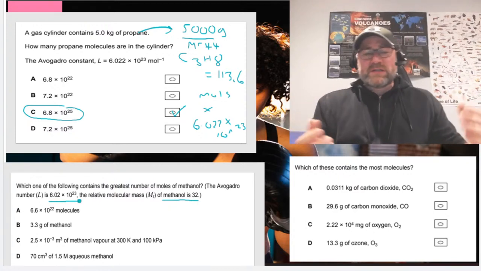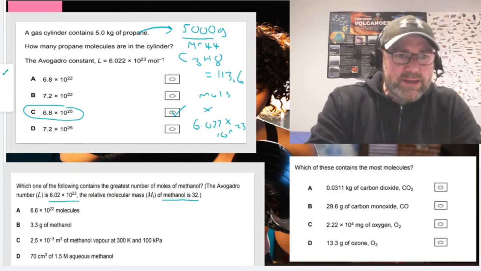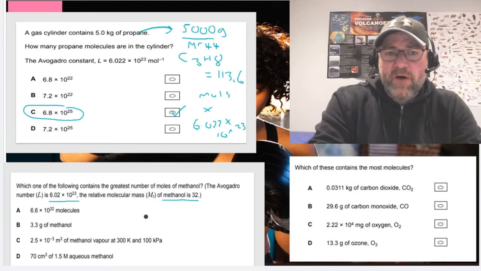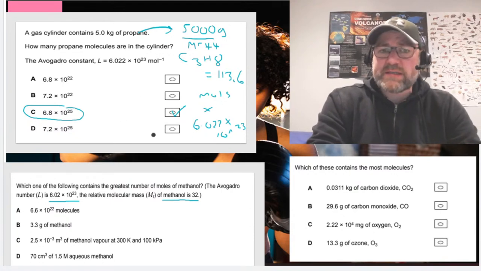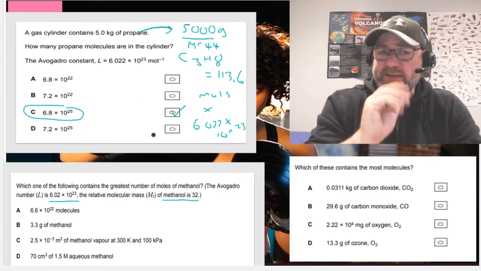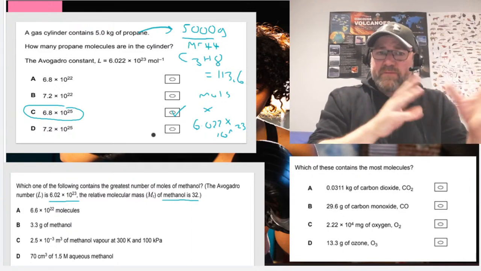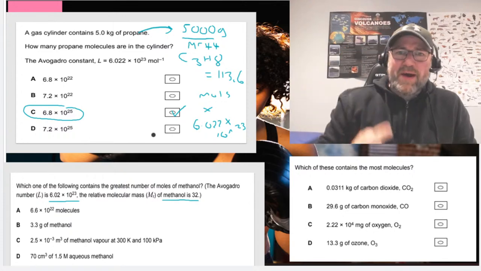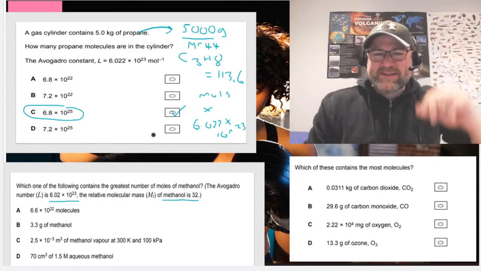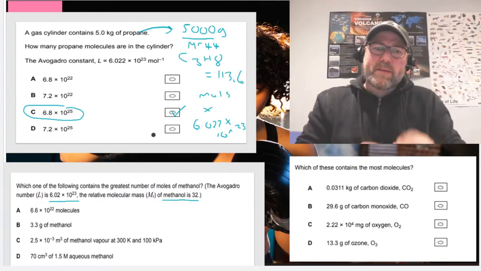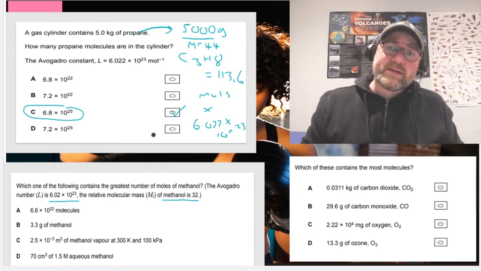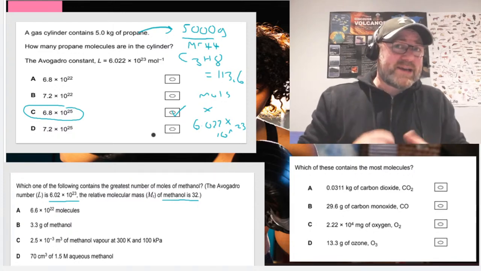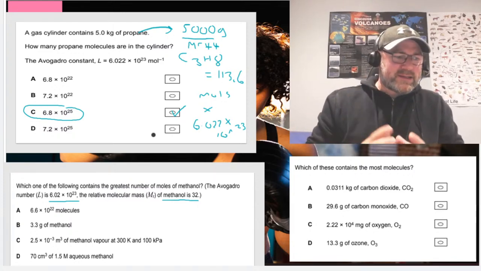Again, how do you do this in 60 or 70 seconds? Well, it's tricky. Some of these you can do quickly and guess out or work out fast. That top one you could do in about 30 seconds. 5 kilograms is 5,000. Quickly work out the MR of propane in your head, do 5,000 over 44 is 113, times that by Avogadro's, and you get that answer. So that gives you an extra 30 seconds, so now you've got about 90 seconds to do this second one.